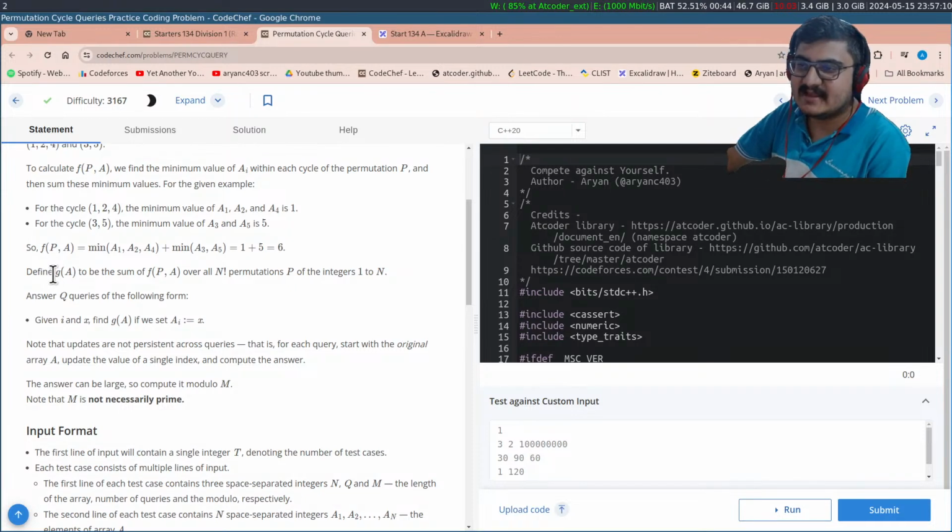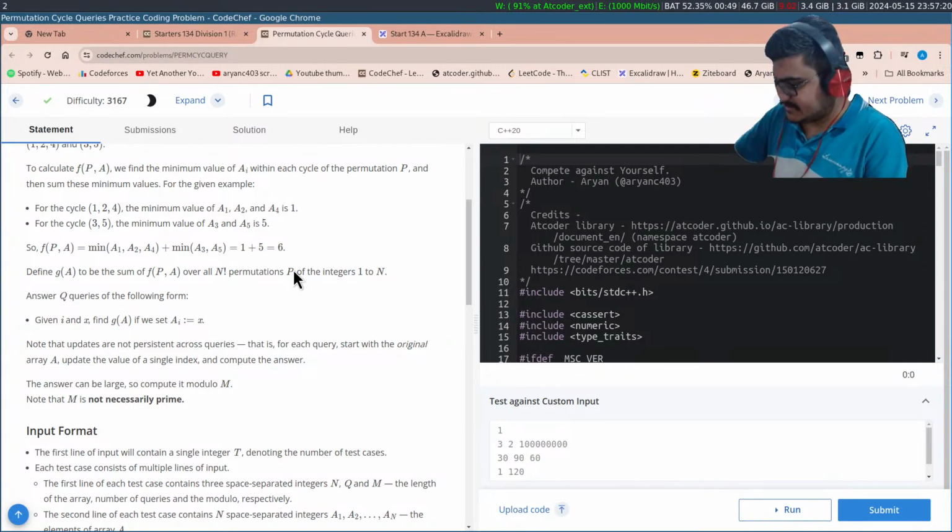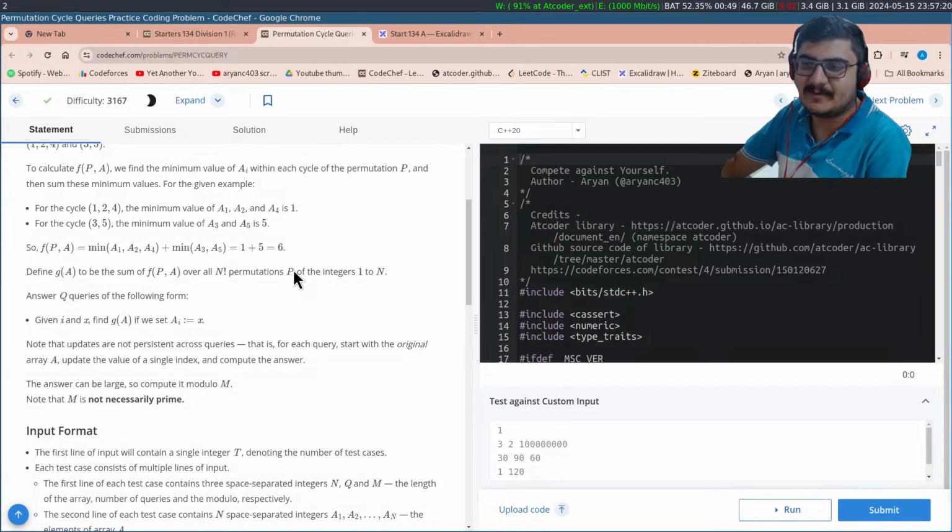And g(A) is defined as the sum of values of f(P, A) for all the possible n factorial permutations P. This is just one example of a permutation. If there are n elements, there are n factorial different permutations. And then there are some queries. Let's forget the queries first. Let's see how we compute g(A) for the given values of A.